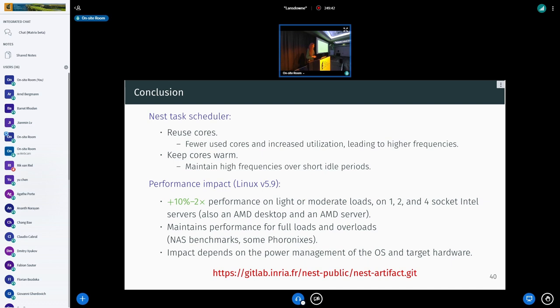All right, so there's an online question. Is Nest its own scheduler class with, e.g., its own pick next task function, or does it use CFS with Nest hooks like changing the select task RQ function, or something else?